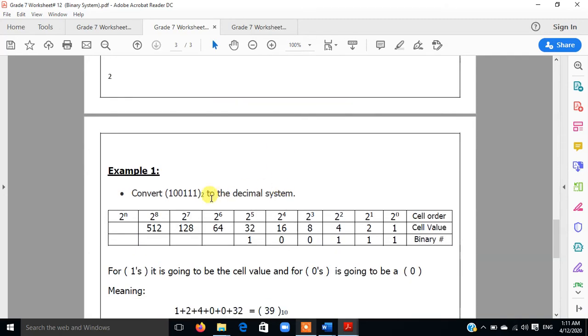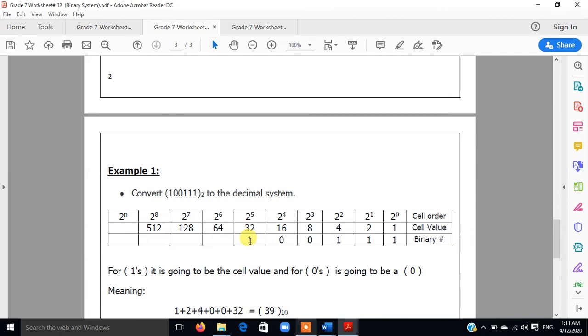So here we are going to list the numbers. We have the same numbers here. You can draw a table with a cell order, and you can find 2 power 0, 1, 2, 3. Then the cell value: 2 power 0 is equal to 1, 2 power 1 is equal to 2, 4, 8, etc. And in the last row, you are going to list the binary number I'm giving you here. I'm going to start from right to left, so I'm going to start with the 1, 1, 1, 0, 0, 0.